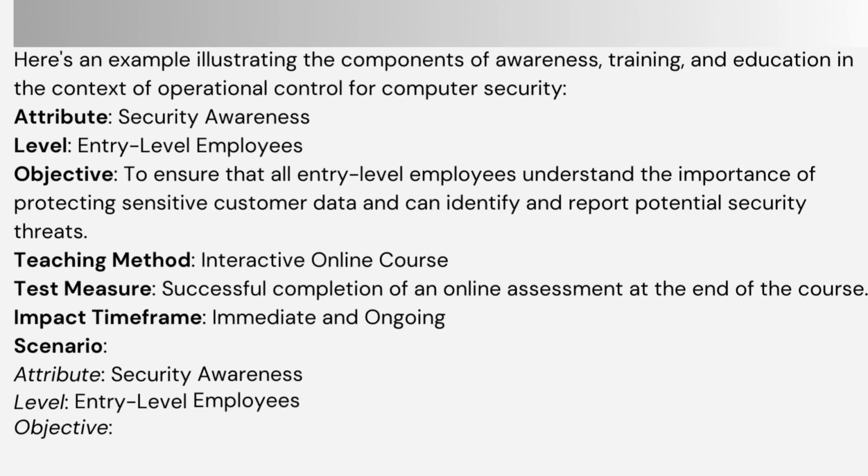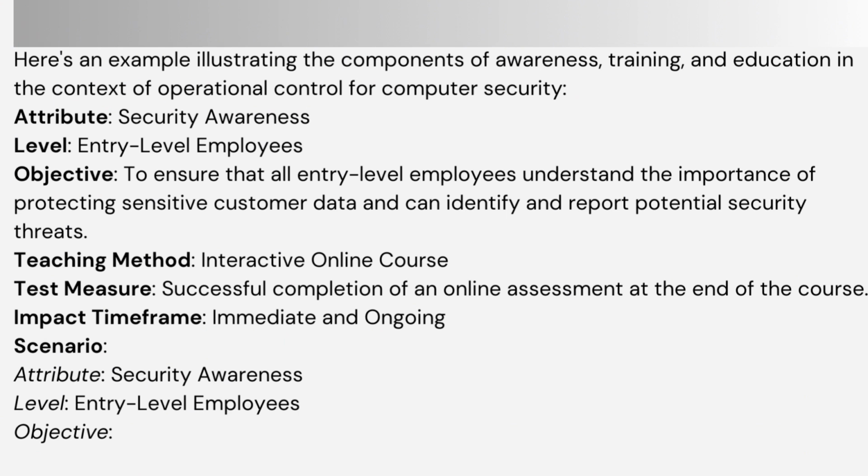Here's an example illustrating the components of awareness, training, and education in the context of operational control for computer security. The attribute here is security awareness. The level is entry-level employee, like those who are beginners. The objective is to ensure that all entry-level employees understand the importance of protecting sensitive customer data and can identify and report potential security threats. The teaching method is an interactive online course. The test measure is successful completion of an online assessment at the end of the course. The impact timeframe is immediate and ongoing.